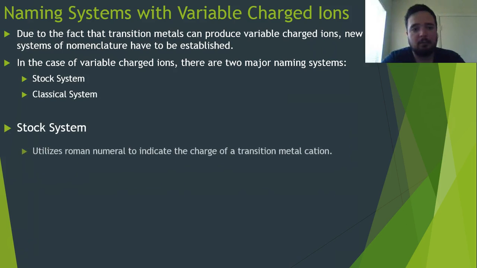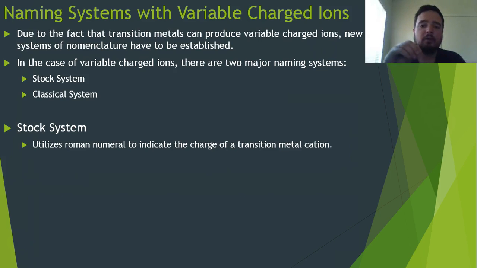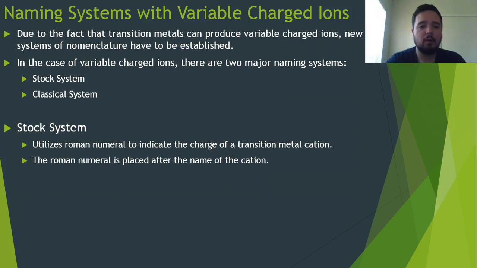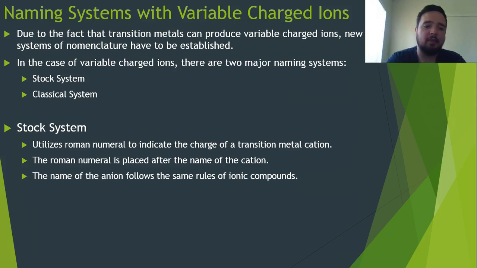The Stock system utilizes Roman numerals to indicate the charge of the transition metal cation, in this case, within the chemical name. The Roman numeral is going to be placed after the name of the cation, and then the name of the anion follows the same rules of ionic compounds. So it's the name of the metal and then the name of the anion. It's just that you have a charge in between, written as a Roman numeral.